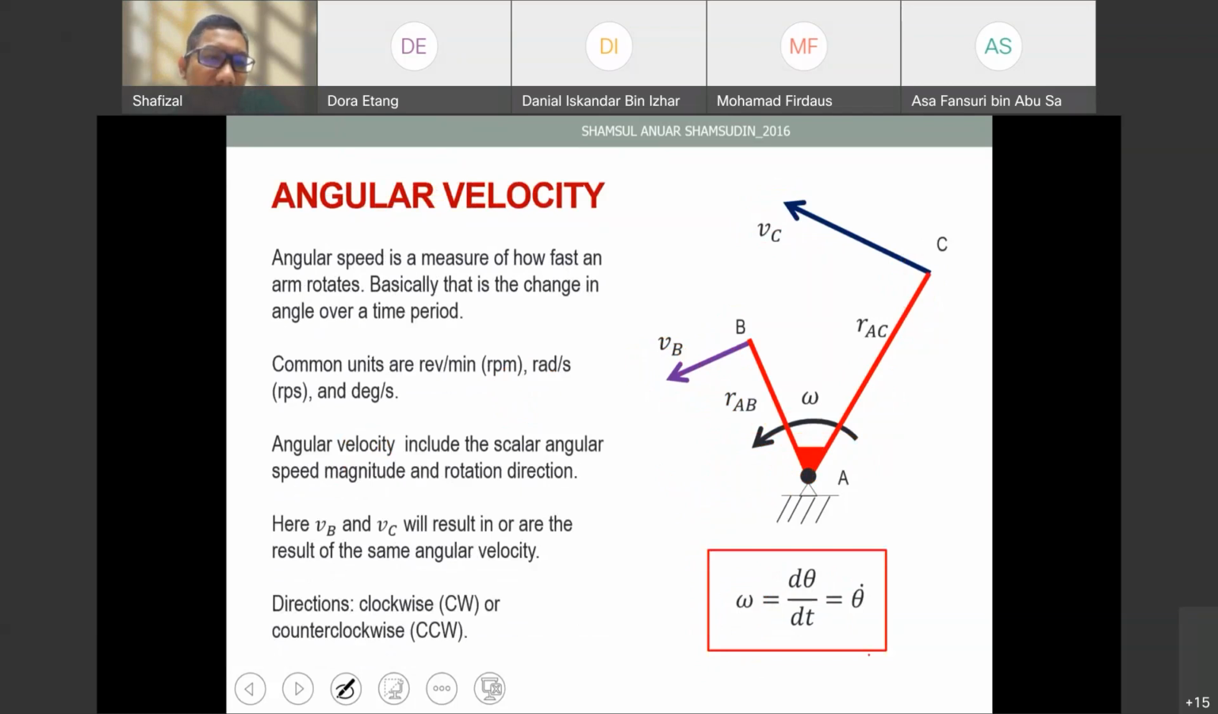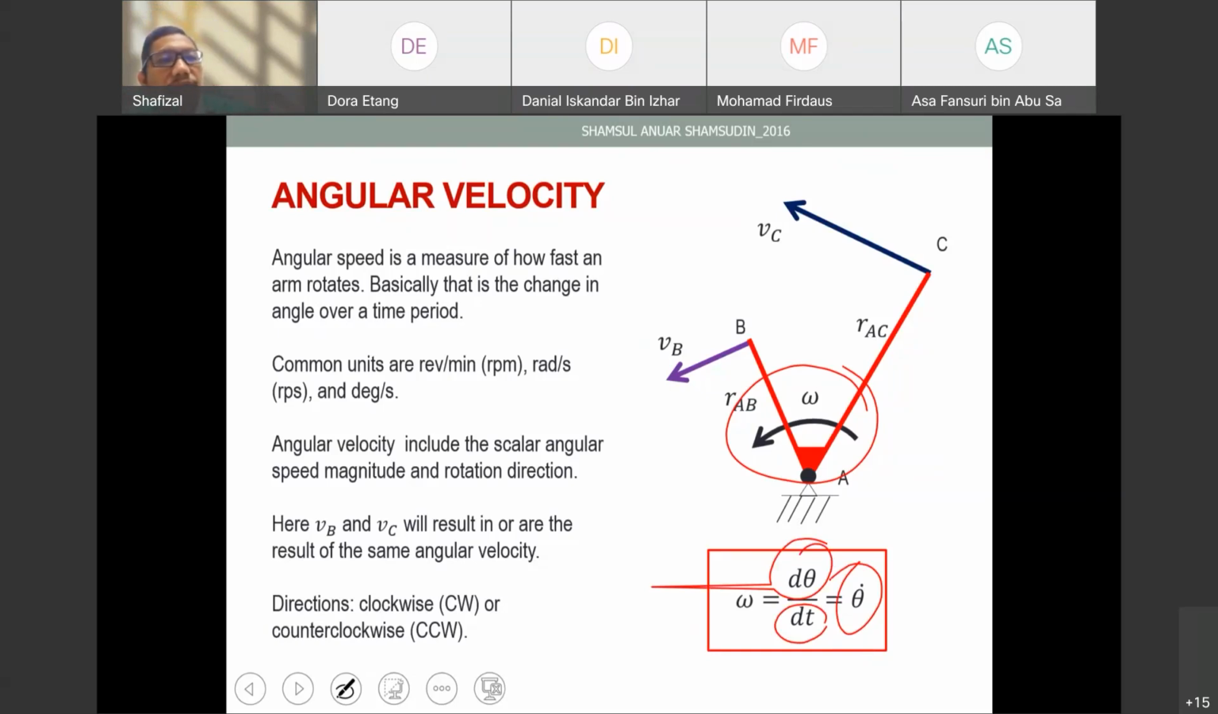So basically we have the linear velocity, and the second one is the angular velocity. Angular velocity is a measure of how fast an arm rotates. Angular velocity is the change in angle over the change in time, so d theta over dt. Theta is the angle, the change in angle over the change in time. We can put it as theta dot. Angular velocity includes the scalar angular speed magnitude as well as the rotation.